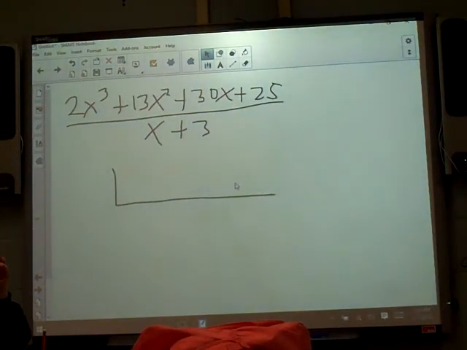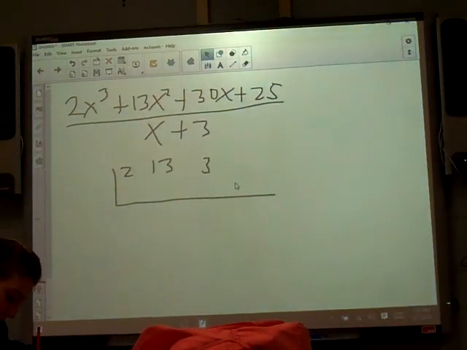So leave some space between your numbers in the bottom of your box. You got a 2x cubed, a 13x squared, a 30x, and then your constant's 25. If you're ever missing a power underneath your highest, you got to put a 0 in there.